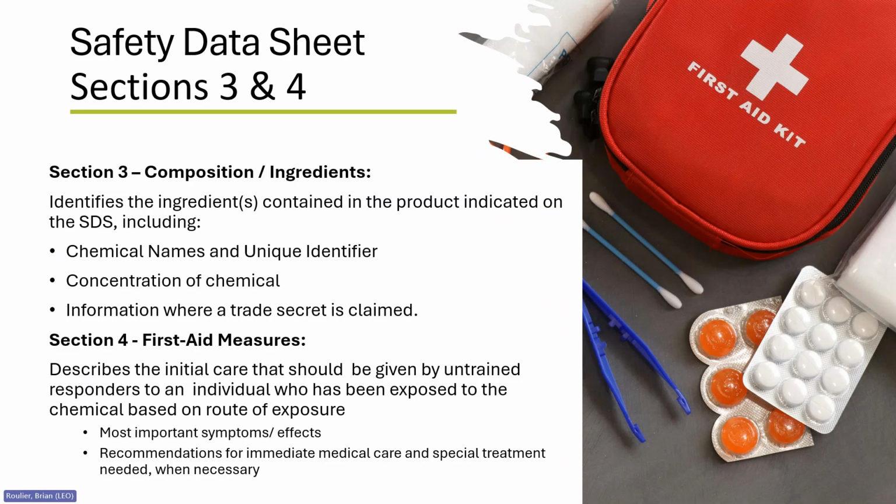Section 4 describes the first aid measures for chemicals and the initial care after exposure. This information will include necessary first aid instructions by the relevant routes of exposure, like inhalation, skin or eye contact, or ingestion. It will also include a description of the most important symptoms or effects, and if those symptoms are acute or delayed.